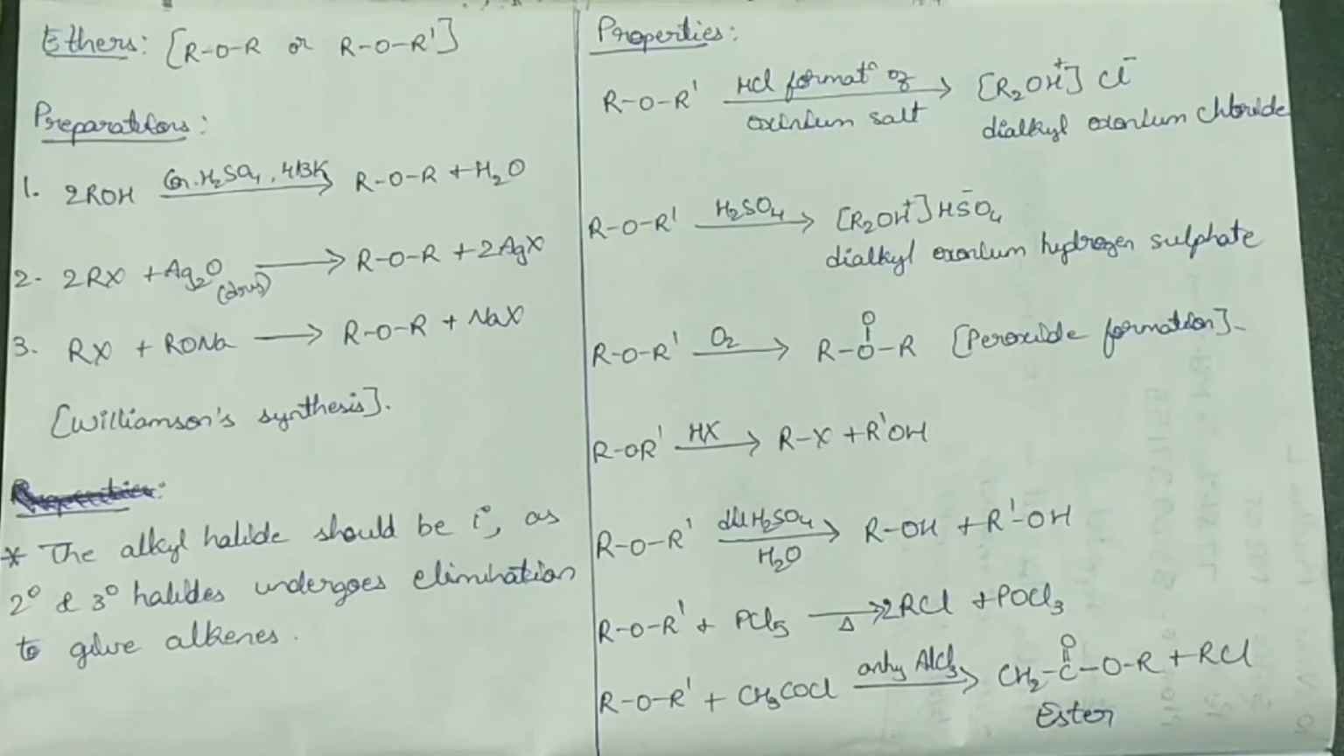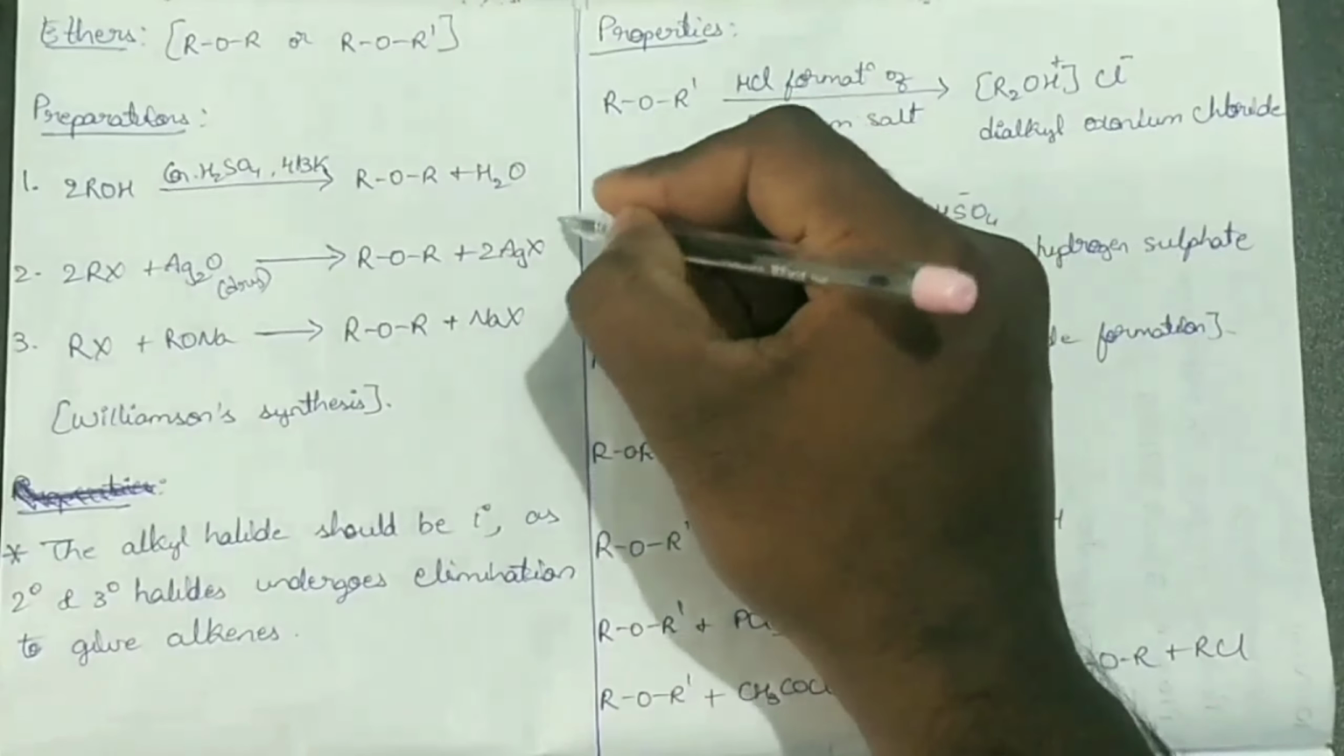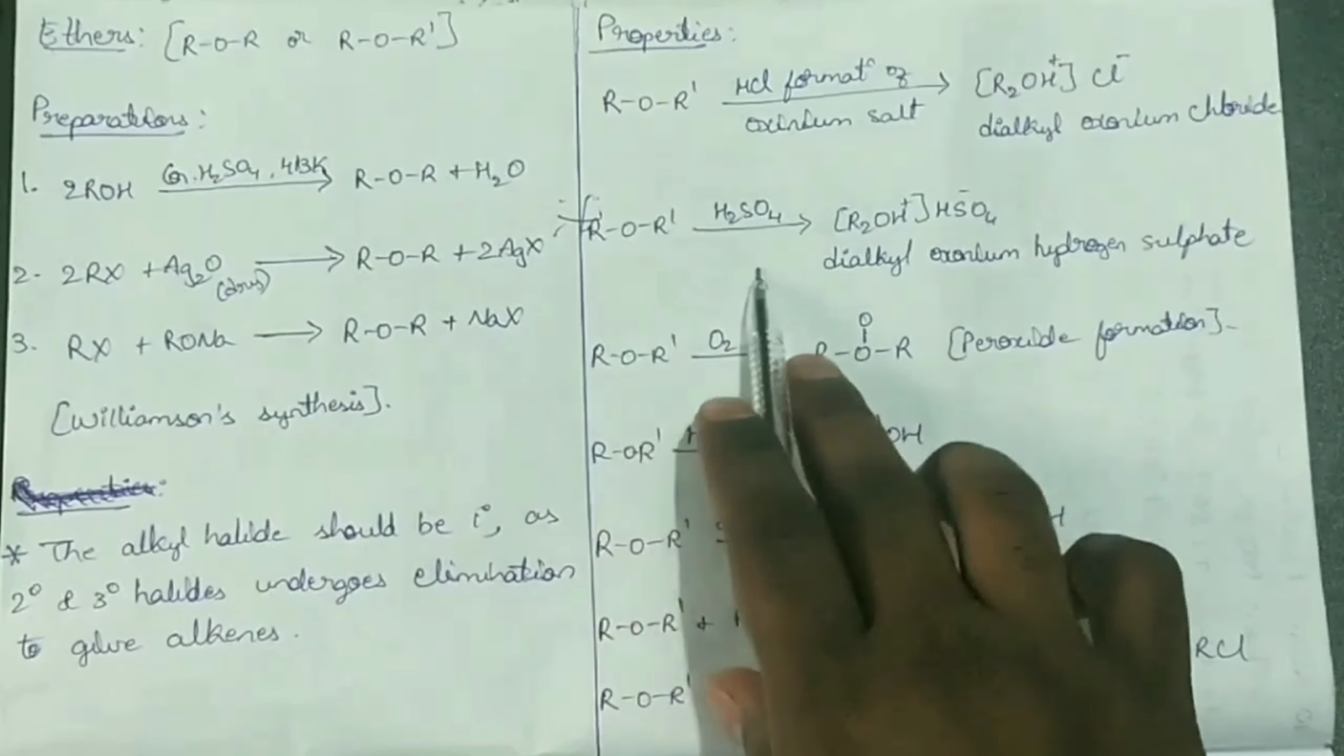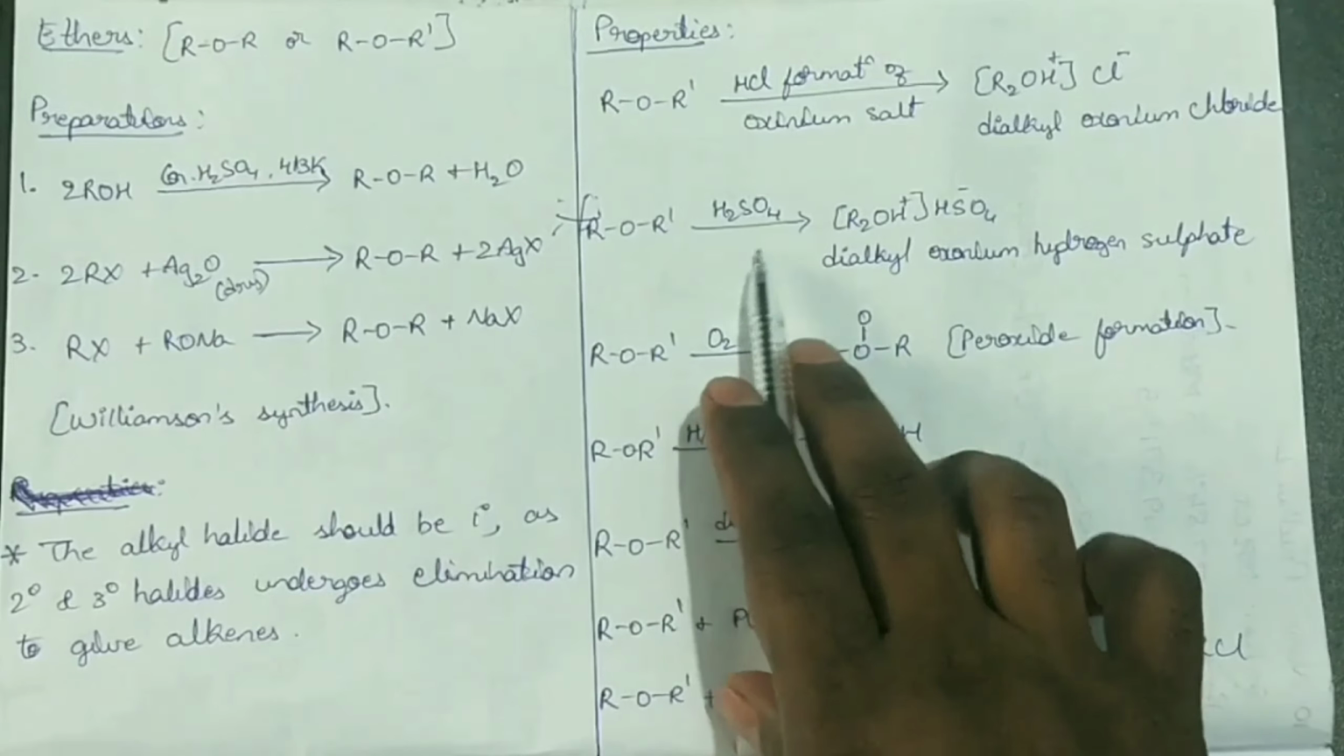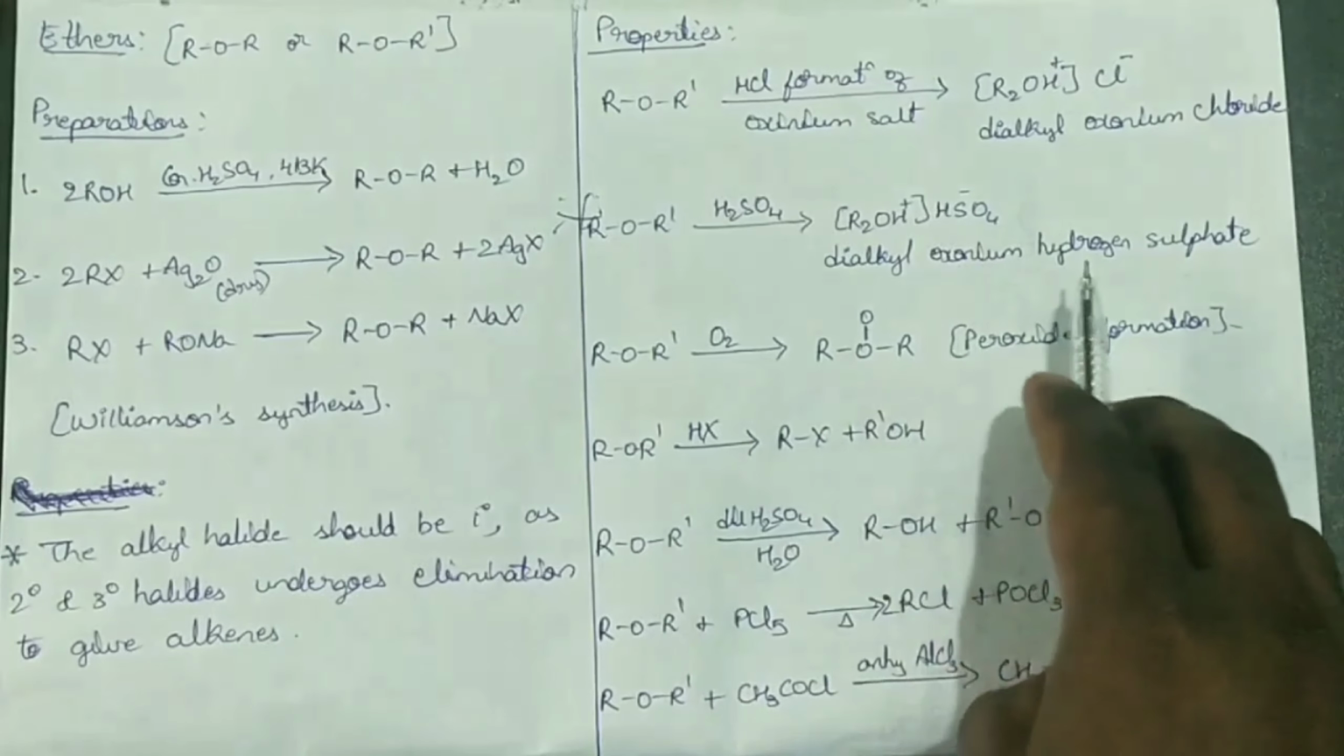When an ether is reacted with an HCl, it forms an oxonium salt, dialkyl oxonium chloride. Next, ether reacted with a concentrated H2SO4 gives a dialkyl oxonium hydrogen sulfate. So please remember these important reactions. When an ether is reacted with a concentrated H2SO4, it gives a dialkyl oxonium hydrogen sulfate.